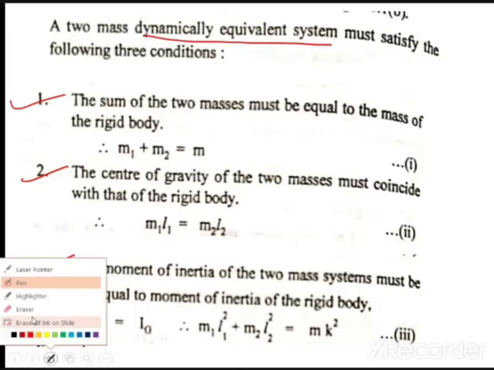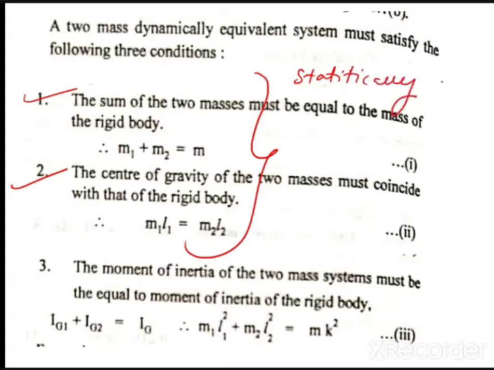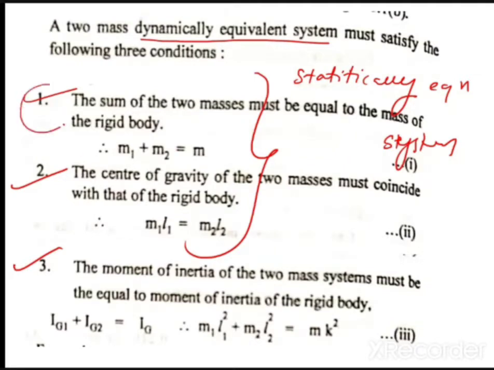And if you are able to satisfy only two conditions, let us say condition number 1 and condition number 2 are satisfied, then the system is called a statically equivalent system. And if all three conditions are satisfied, it is called a dynamically equivalent system. So basically, guys, we have now understood what a statically equivalent system is and what a dynamically equivalent system is. I explained this in the first lecture.